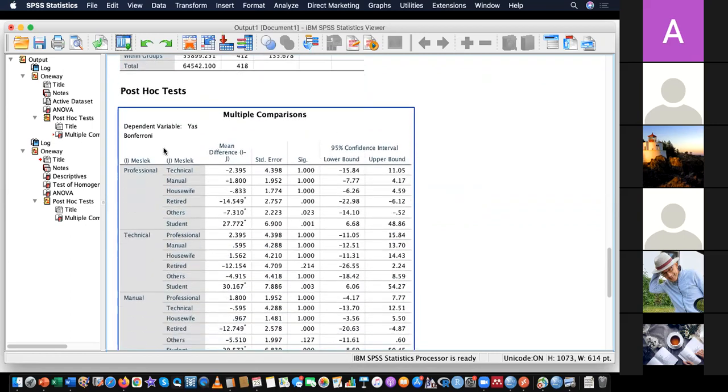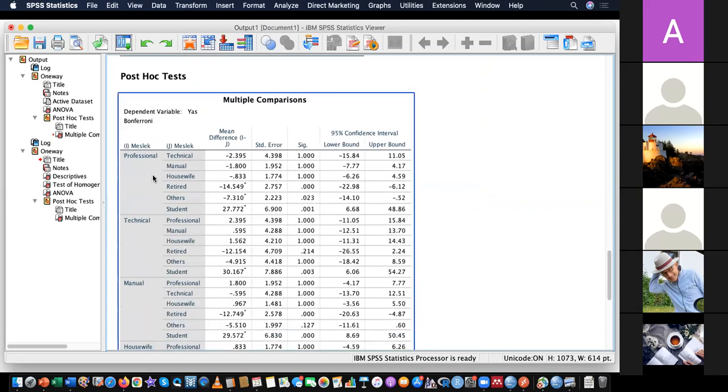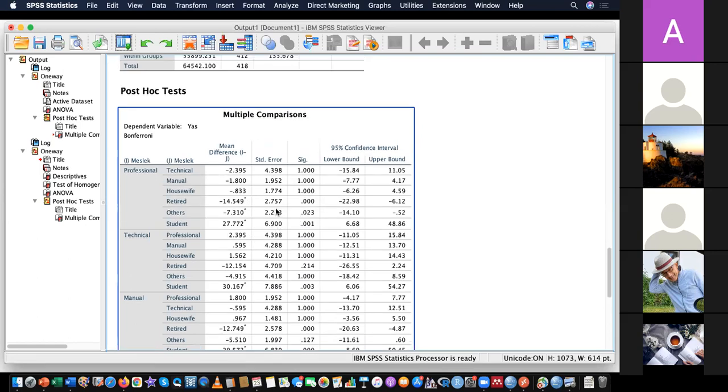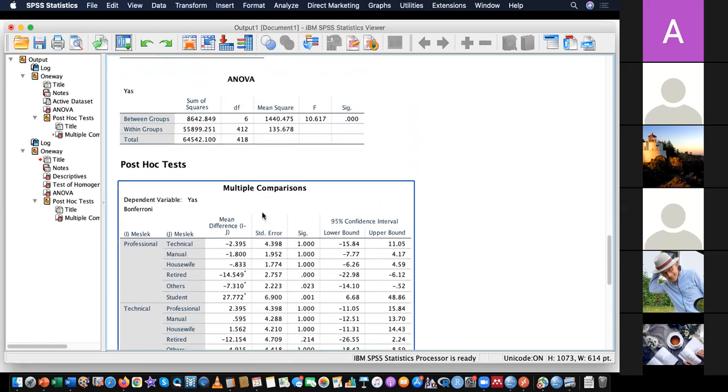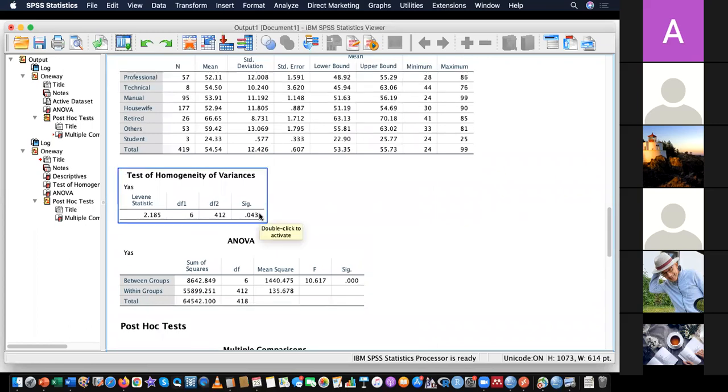And here we have the post hoc Bonferroni. Bonferroni makes multiple comparisons between professional and technical, p-value 1, professional and manual 1, another p-value, professional retired, significant, professional others, significant, and so on.